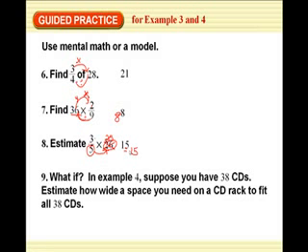Suppose you have 38 CDs. Estimate how much space you would need to fit all 38. Remember, the CDs are about 3/8 inches wide. So we're taking 3/8 times 38. I want to divide 8 into 38, so I need a number compatible with 8, which is 40. 8 goes into 40 5 times. 5 times 3 is 15. So you would need about 15 inches.